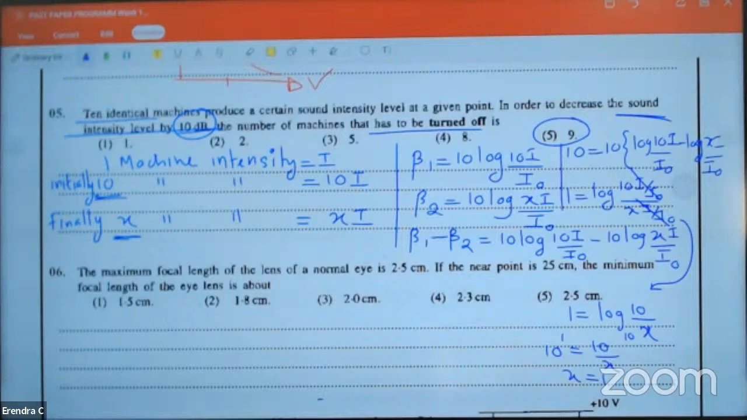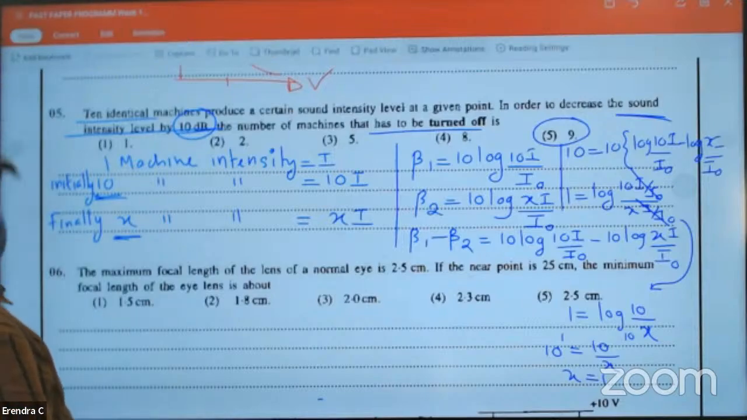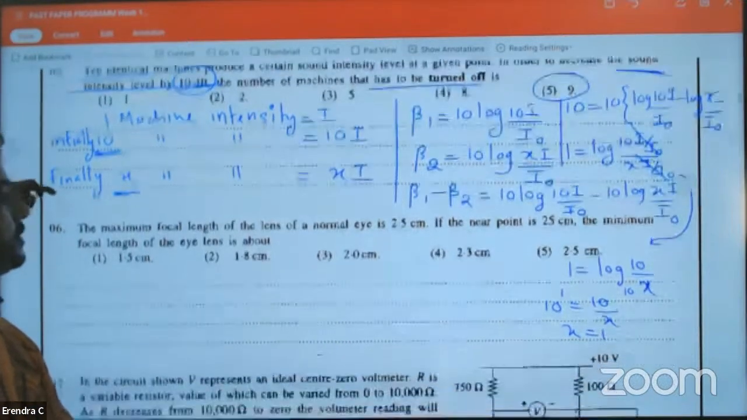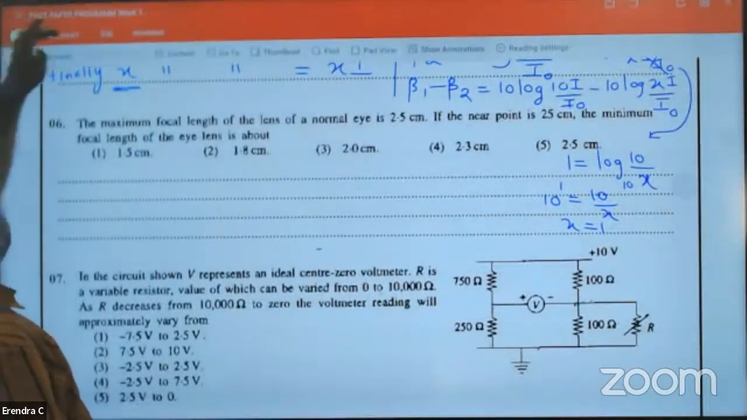Now okay. You can put in the chat. Can you all hear? Okay, no? Right. Okay. Moving on.